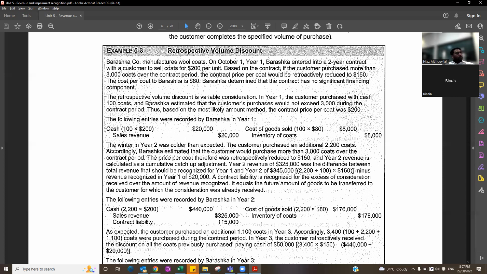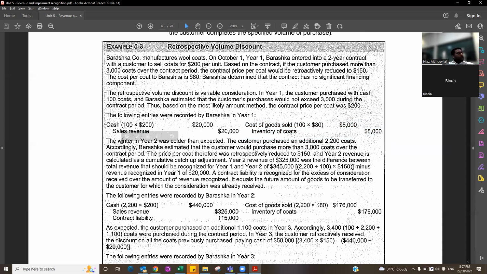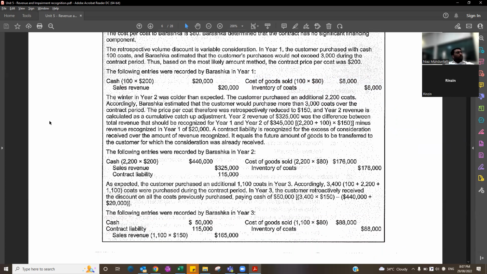So my entry will be cash account debtor 1,000 into 200, that is 200,000, my sales revenue. And my cost of goods sold, that is $80, is my purchase price, right? COGS is debited, inventory goods is credited. Next year, what happens? You purchase more goods.